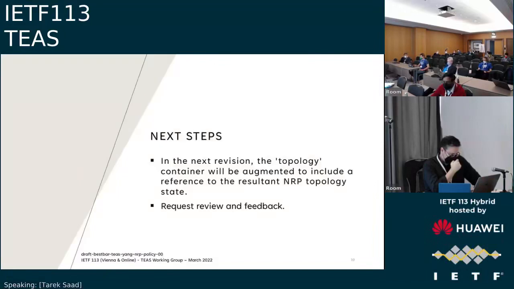And lastly, in terms of next steps, the topology container will be augmented to include a reference to the resultant topology. I did mention the filters are modeled already in the data model, so we can define filters. But after applying the filter on the full network topology, there might be a subset topology that we can reference. And this is what we're going to tackle in the next revision, either through a reference to a topology or other ways. But the idea is that we can show the set of links that match the filter as a result of applying it.